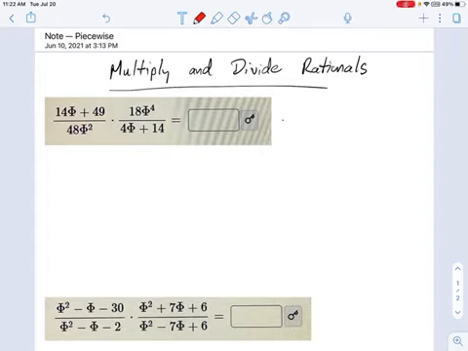Now we're getting into how to multiply and divide rational expressions. And you see here, I have two rational expressions which we're multiplying together, and we want to put that into a simplified form. So first things first, always look for ways to factor your rational expressions. That usually makes things easier.